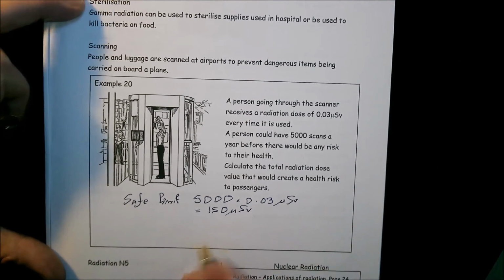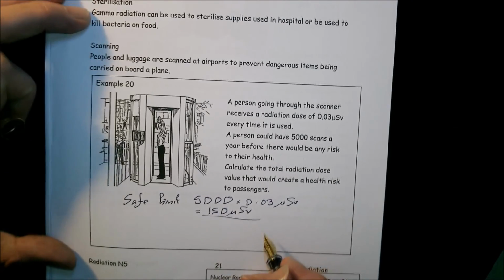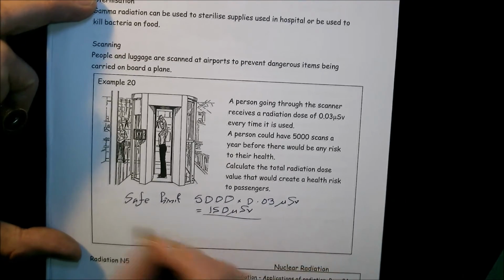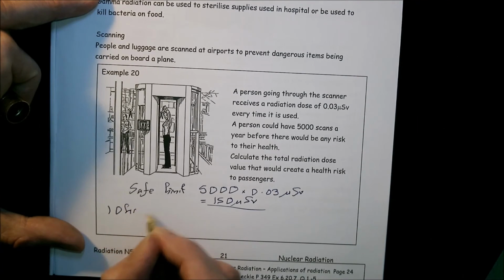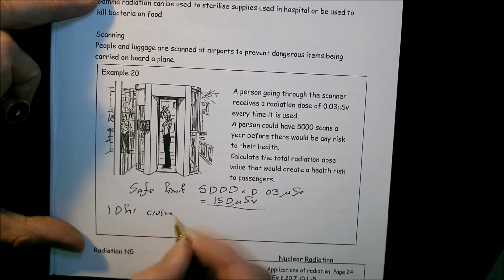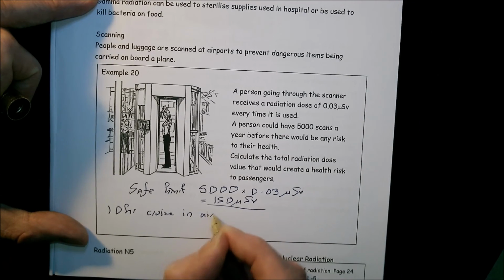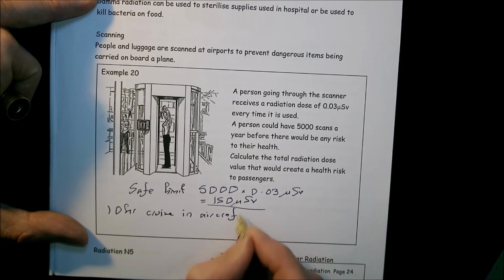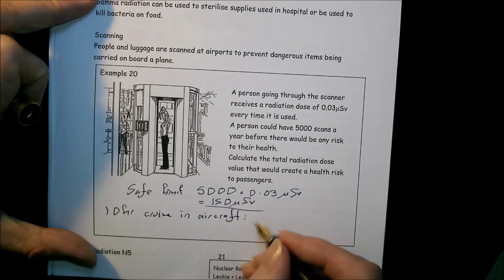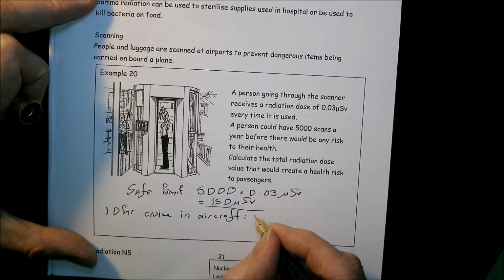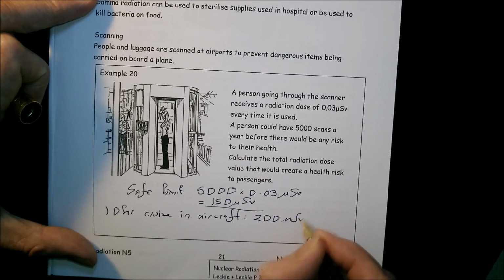But how much of a health risk? That's the end of the question. It's finished. That's all I ask you to do. But you might wonder, how much of a health risk is that? So you can compare it to a 10-hour cruise in an aircraft. Say you're flying to Australia. You'll get a small dose of radiation from cosmic radiation, and you'll actually get a dose there of 200 microsieverts approximately from a single long-haul flight.